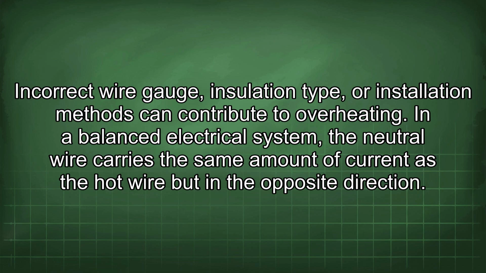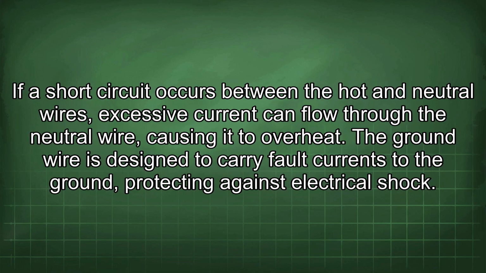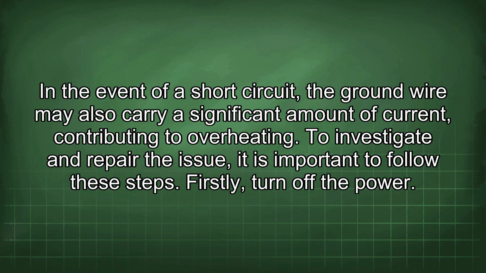In a balanced electrical system, the neutral wire carries the same amount of current as the hot wire, but in the opposite direction. If a short circuit occurs between the hot and neutral wires, excessive current can flow through the neutral wire, causing it to overheat. The ground wire is designed to carry fault currents to the ground, protecting against electrical shock. In the event of a short circuit, the ground wire may also carry a significant amount of current, contributing to overheating.